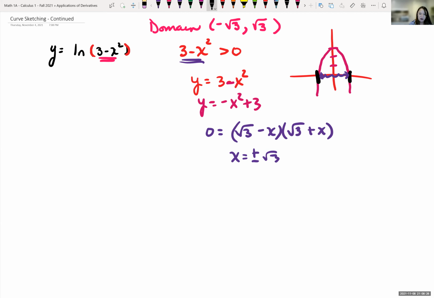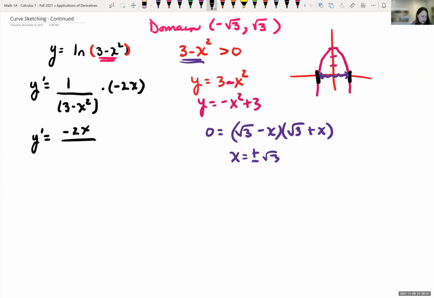So we also want to find out where this is increasing and decreasing. And so we can do that by looking at the first derivative. So first derivative, we want to take the derivative of y. So the derivative of a natural log is 1 over what you're taking the natural log of, which in this case is 3 minus x squared, times the derivative of what we're taking the natural log of. So the derivative of 3 is 0. And the derivative of negative x squared gives us back negative 2x. So we just found out our derivative is negative 2x all over 3 minus x squared.